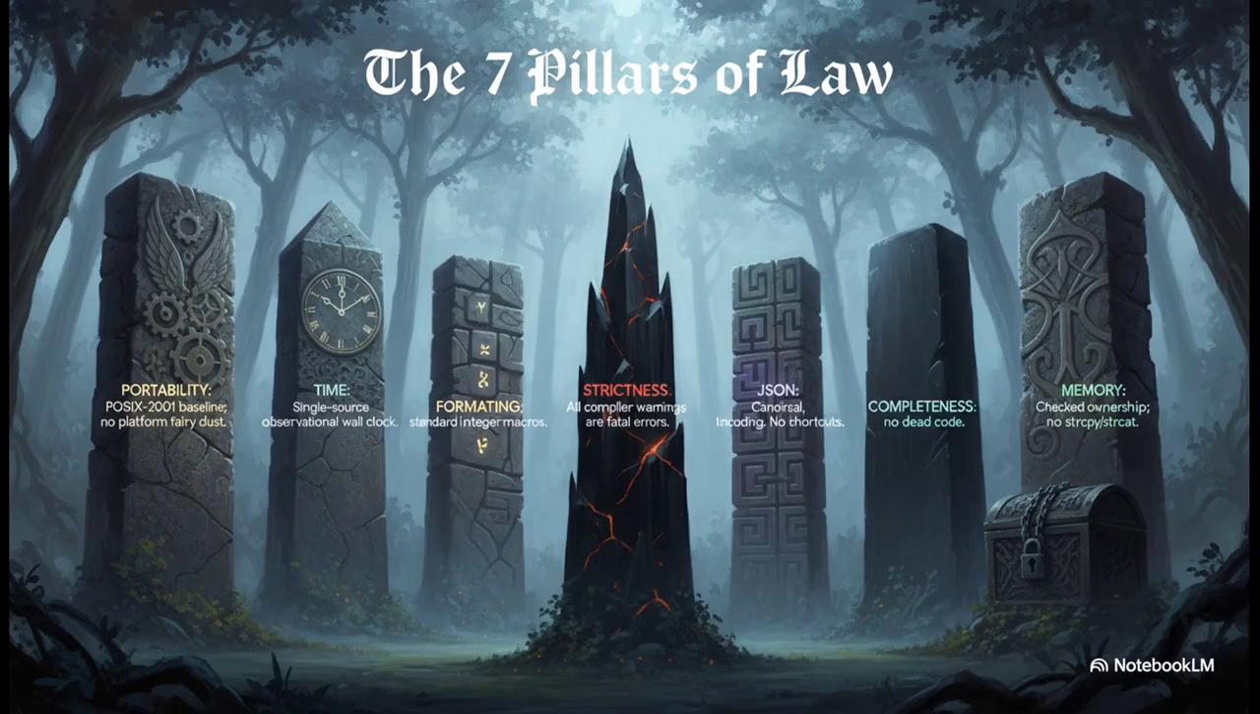For portability, it means no fancy modern stuff. It has to run on ancient systems, so you know it's built to last. For time, it uses one simple clock source, period, no confusion. Strictness is a huge one, and we'll circle back to that in a sec. The rules for formatting in JSON make sure data can't be misread. Then there's completeness. The code has zero to-dos or dead ends. And finally, memory is managed with obsessive care to prevent any kind of corruption. It's a whole legal system for writing code.